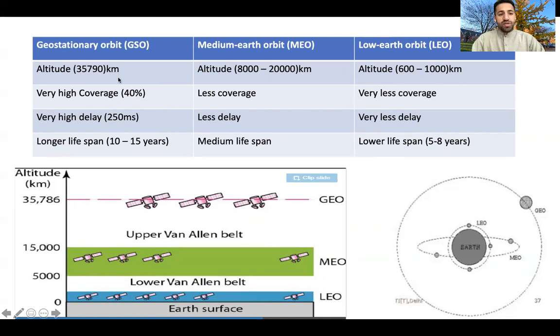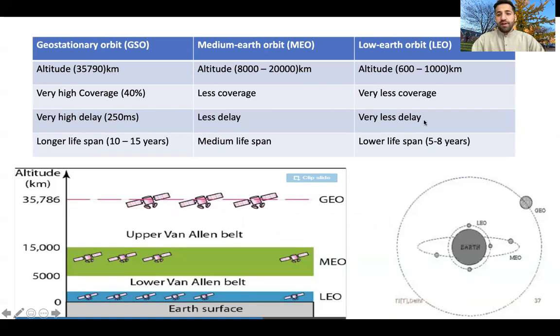Now, because geostationary satellites are very high in orbit, it will take a longer time for the signal to travel from the ground station to the satellite. It will take approximately 250 milliseconds for a signal to reach the satellite from the ground station. This delay is very high. For that reason, geostationary satellites are not used for communication purposes. They are used for broadcasting of television and radio signals.